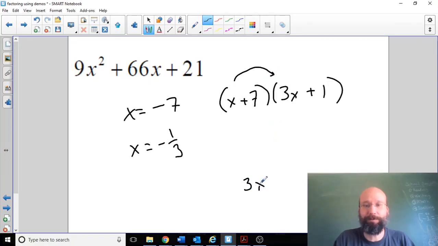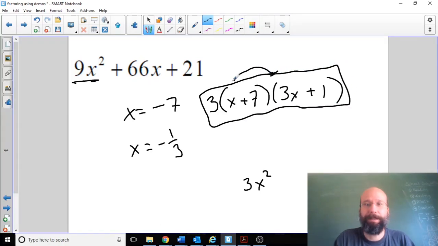You get 3x squared. That's not right, because it should be 9x squared. So what number do you multiply by 3 to get 9? That would be a 3. So this is your final answer. If this 3 is not here, then it's wrong. So you need to always remember to check these first two terms to make sure that you get this.